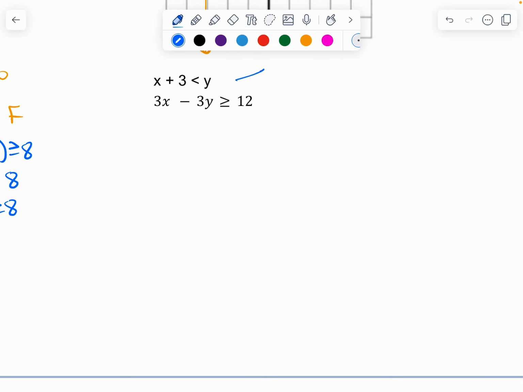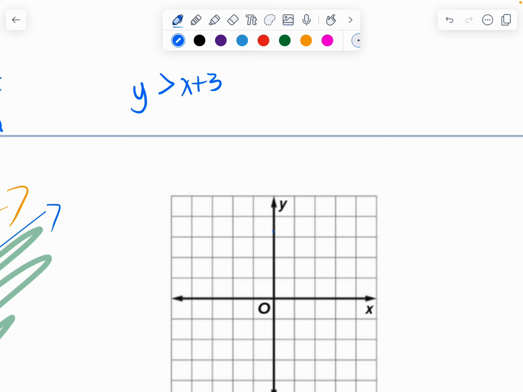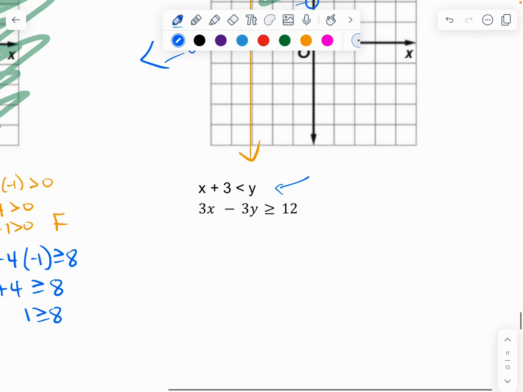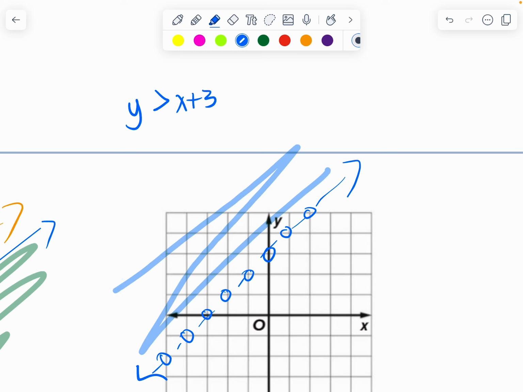Oh, this one's cool. This one right here, all we have to do is switch it around. That's nice. Y is greater than x plus 3. That one's easy. So I go to 3, 1, 2, 3, open dot, go up 1 over 1, up 1. This one's easy peasy lemon squeezy. Plug in 0, 0, because it doesn't go through 0, 0. 0 plus 3, is that less than 0? That is a false statement. So when I do this, I will be shading above that line.